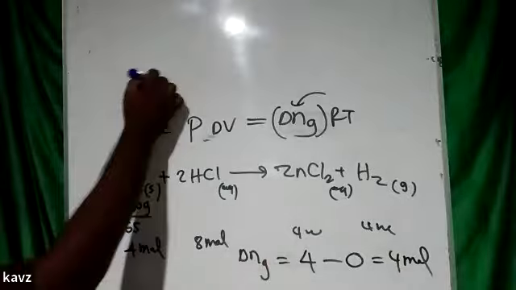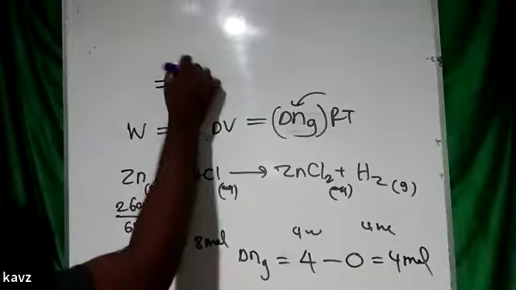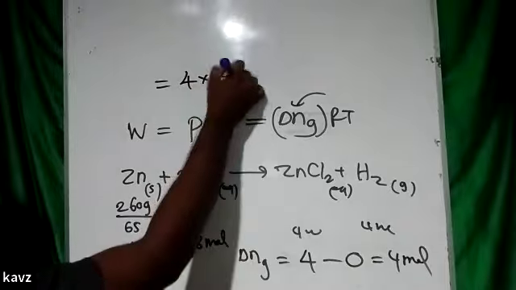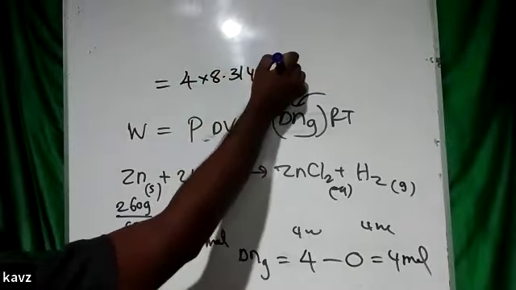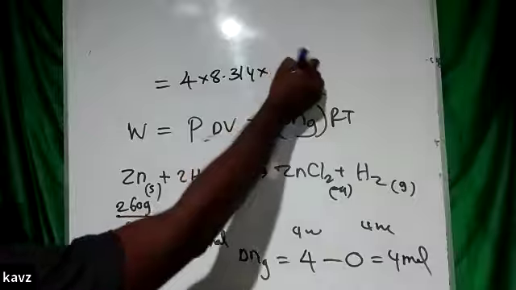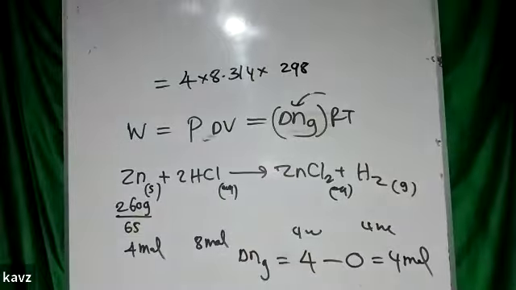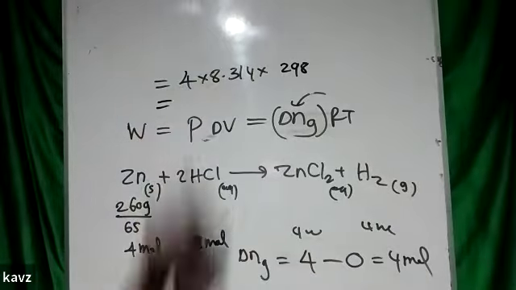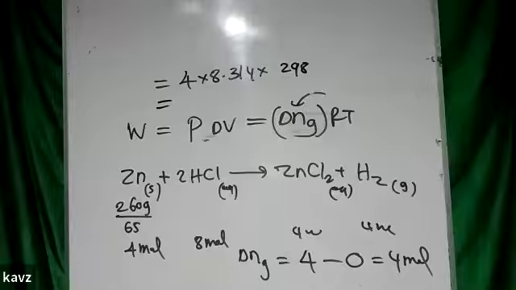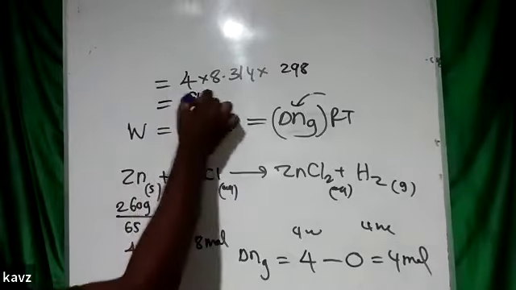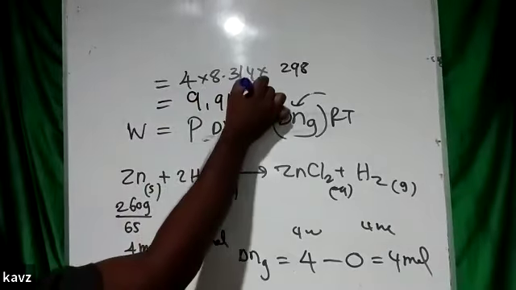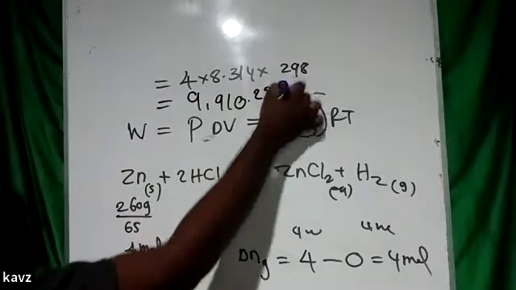So you can put directly 4 times the temperature, 298. It is not given, so you have to use the standards. It is 298 Kelvin. So the answer becomes 9,000.288.